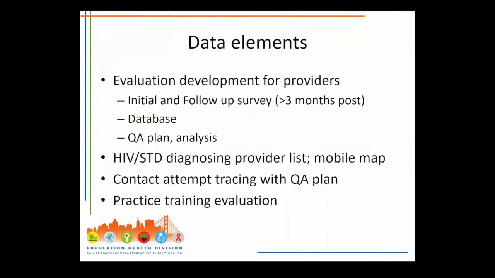Some of the data elements we had to figure out in order to monitor what we were doing: we developed an evaluation. This is a quick survey filled out by the providers. It takes less than 5 minutes, and it's prior to the discussion with the detailer. And then we have a follow-up survey, which should be completed anytime after 3 months after the initial detailing visit. All of these evaluations get entered into a database, which is an Access database that was created by one of our epidemiologists. And then we have a quality assurance plan to ensure appropriate data entry and analysis.